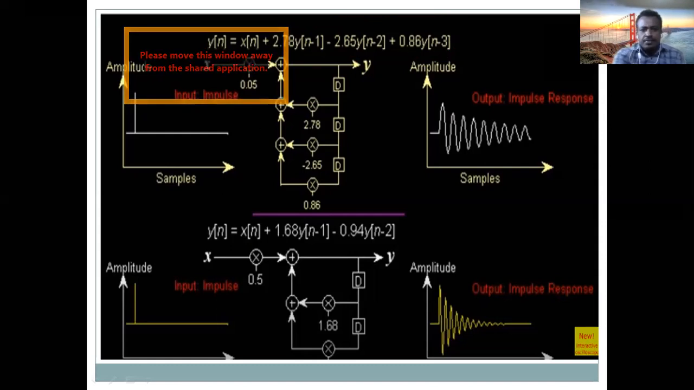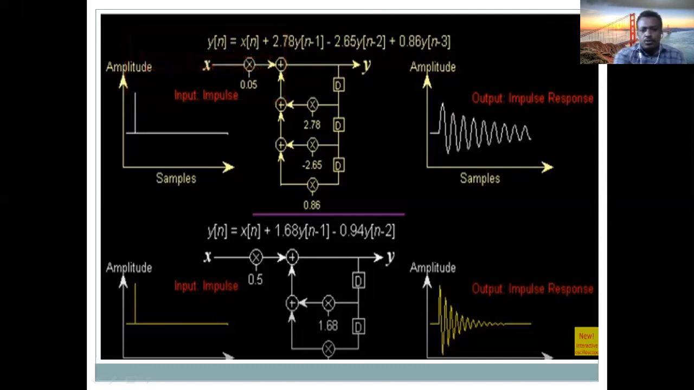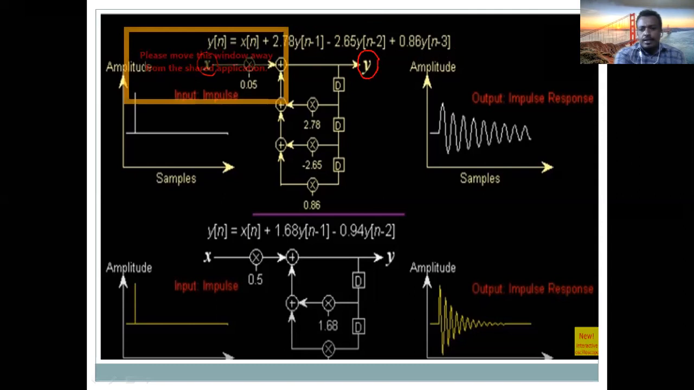We have discussed this difference equation in chapter 2. So y of n is the output, and x is the input. This D is a delay element. So y comes here, delayed by 1, it becomes y of n minus 1, right? Another delay, y of n minus 1 delayed by 1 becomes n minus 2. Again delayed by another delay element, so here we have y of n minus 3. The output path is delayed three times here.